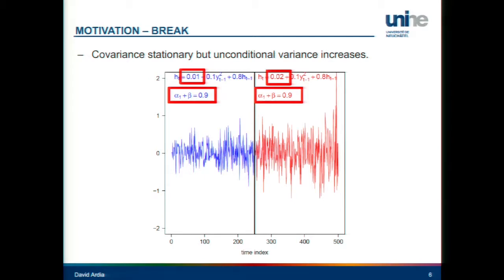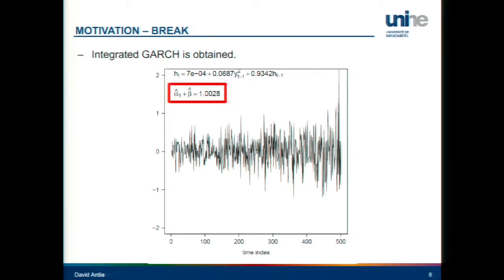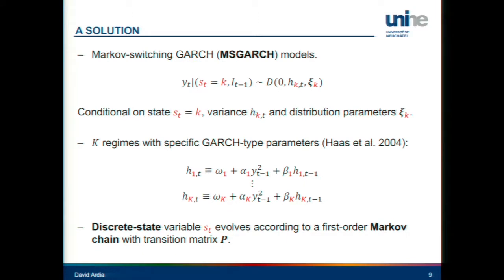Now, if you assume that you observe a single process, so no structural break, and you try to estimate this model, what you get is a very, very high persistence. Basically, you get an integrated GARCH model. And this has implications for the forecast. So one way to deal with that is to account for the structural break via a latent, unobservable variable following a Markov process. And this is the MS-GARCH model.